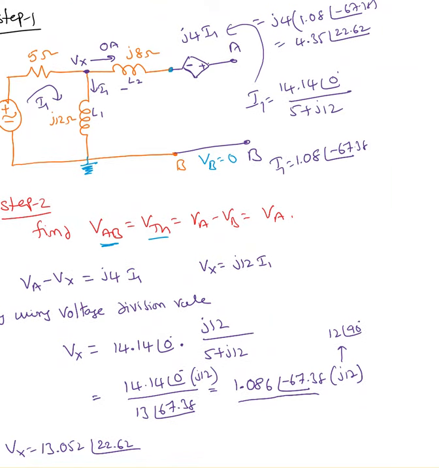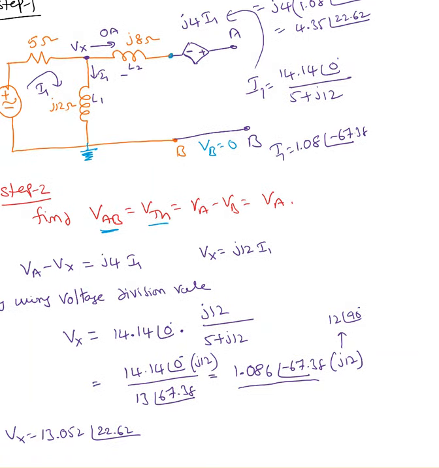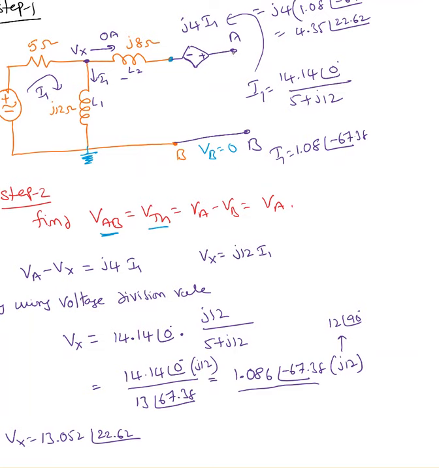Same way, I found the voltage across this dependent source, which is j4 times I1. So 4 at an angle of 90 times 1.08 at an angle of minus 67.38, end up with the same angle, but the magnitude is 4.35. So my final goal is finding VA. There is no voltage drop across j8. VA minus Vx equal to j4 times I1, which I already know that value.